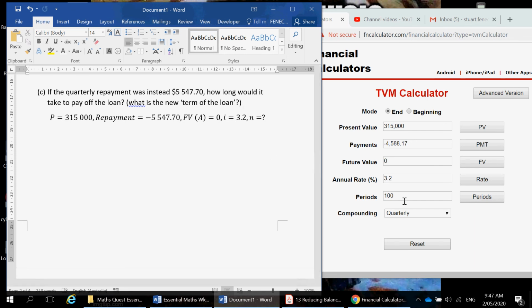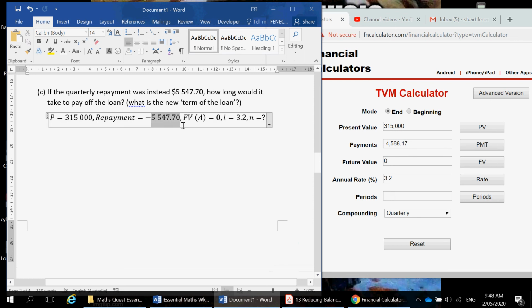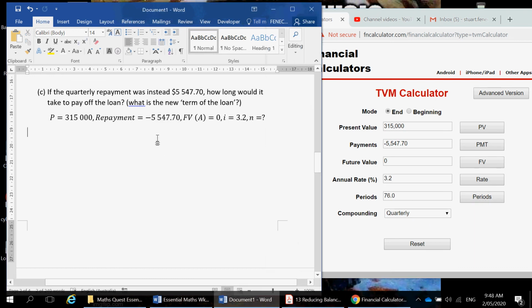So we're going to carefully edit this situation. We want to know the number of time periods, how long it will take to pay off. The repayments changed. I've got this number for the repayments now. Got to make sure that's negative, or we'll have grief. Terrible things will happen. All right, so that represents the situation. We're still looking at the same loan. Repayments are now this. We want to know how long it takes to pay off. The 3.2% interest rate's the same. It's still quarterly. Click periods here, and it tells us it will take 76 quarters.